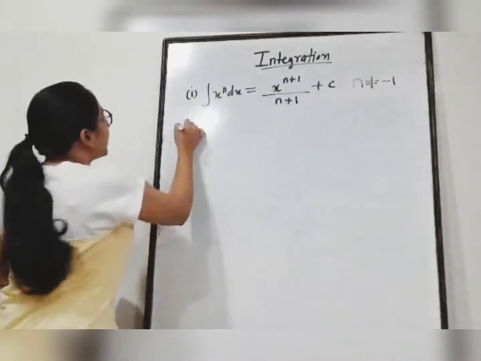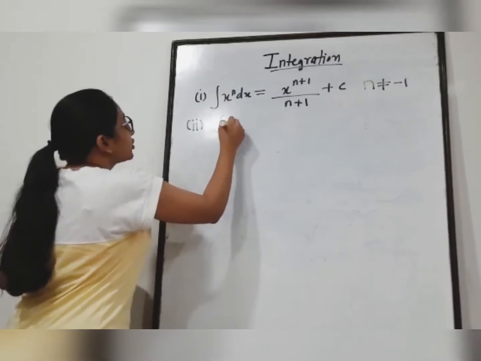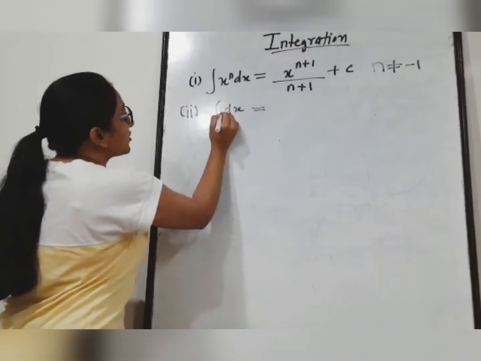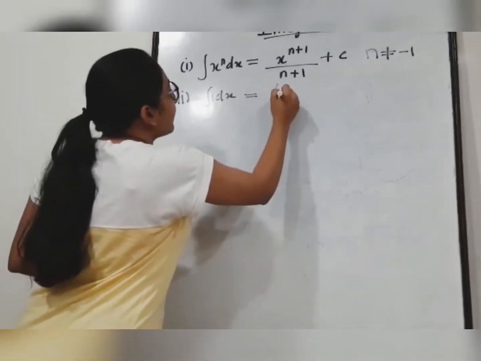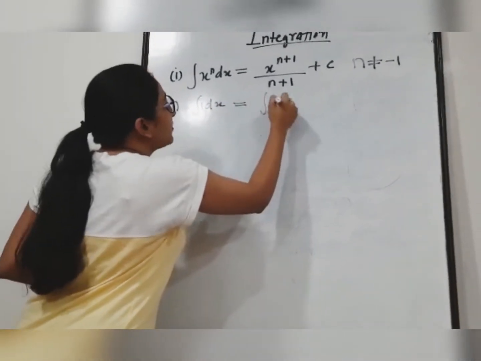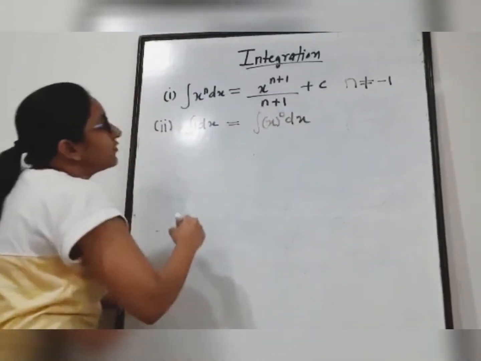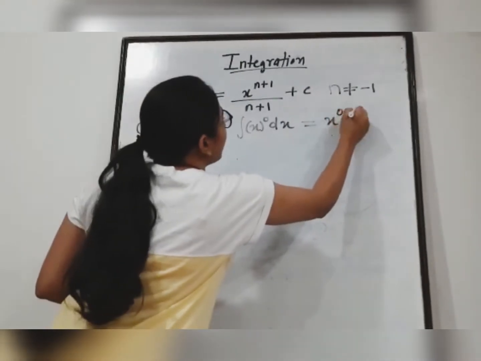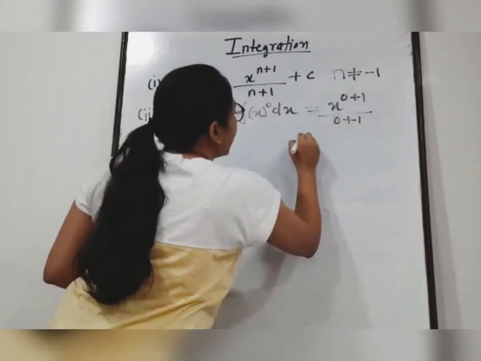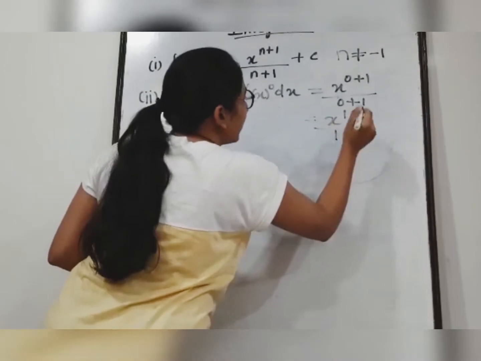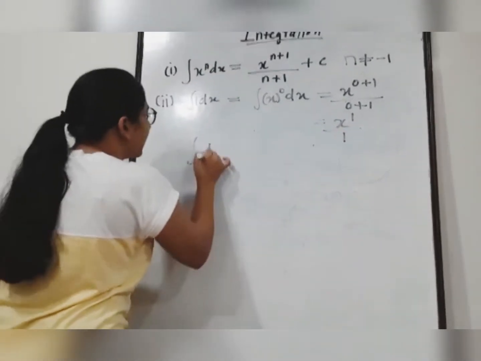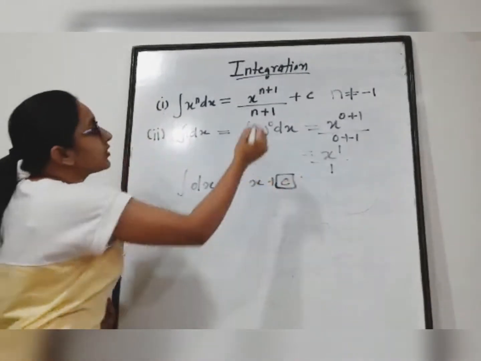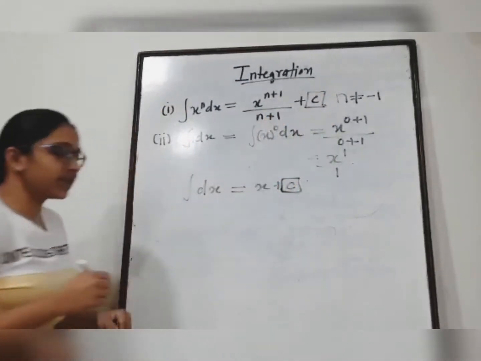The second formula is integration of dx. That is basically when there is no number, let's say a constant 1. So integration of 1, I can write 1 as x to the power 0 dx, which is again, if I put 0 here, it will be x to the power 0 plus 1 divided by 0 plus 1, that is x to the power 1 divided by 1. Hence, the integration of dx is x plus c. Always remember, you have to put the constant of integration after every integration answer.